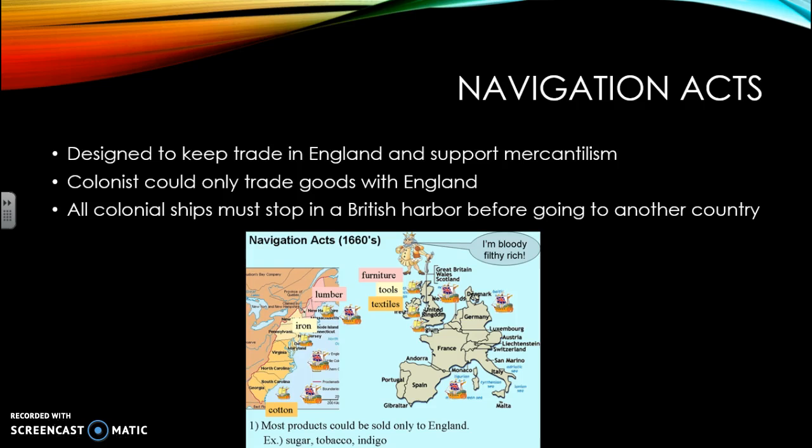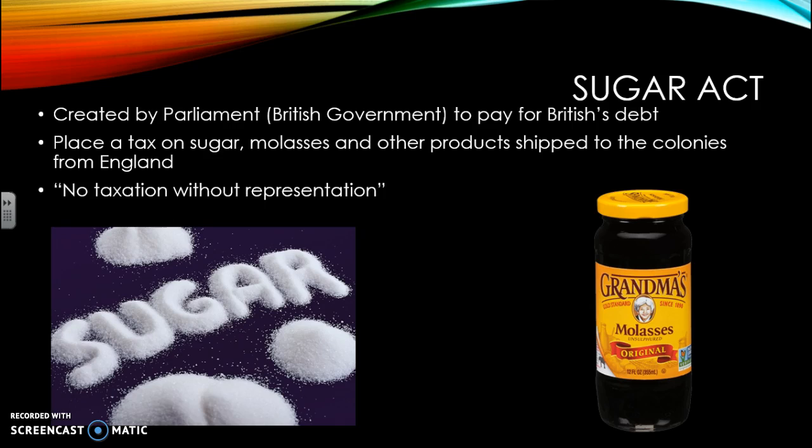In addition to the proclamation line, in order to help gain money from the French and Indian War, King George III started putting taxes or acts on the colonists. One was the Navigation Act. This was designed to keep trade in England and support mercantilism. Mercantilism basically is getting profit from trade. Colonists could only trade goods with England. They could not trade with any other country. All colonial ships must stop in a British harbor before going to another country. So they could trade, but they must go through England first.